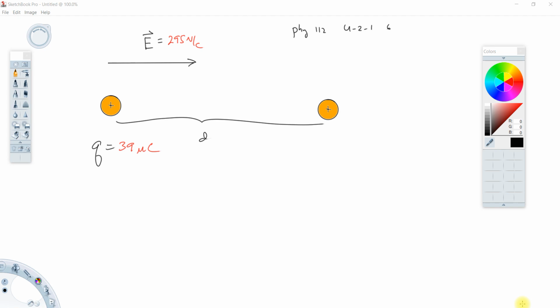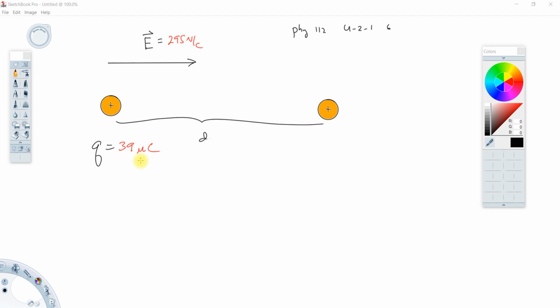I'm making this video to help you out with your homework, unit 2-1, number 6 here. It says a point charge of 39 microcoulombs. Now mine says 39, but I wrote it in red here. That means you're going to have a different value. It's sitting in this 295 Newton per Coulomb field.